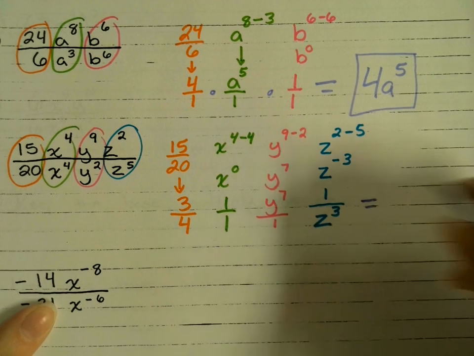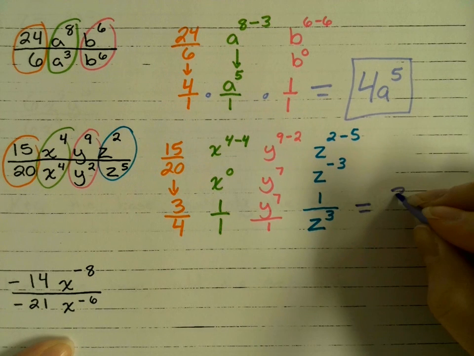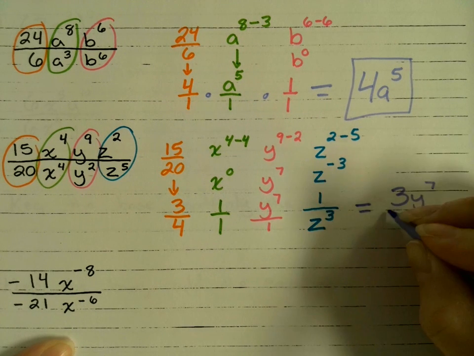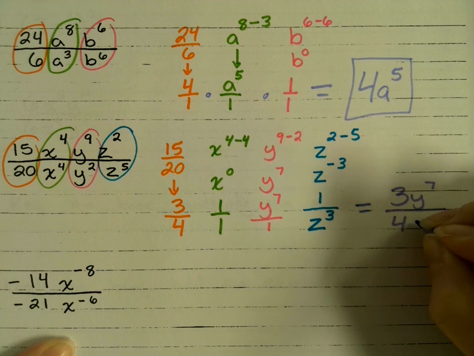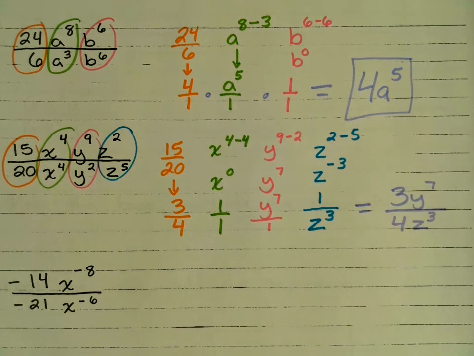Combine all of it together. On top, you're going to get 3y to the 7th. On the bottom, you're going to get 4z to the 3rd.